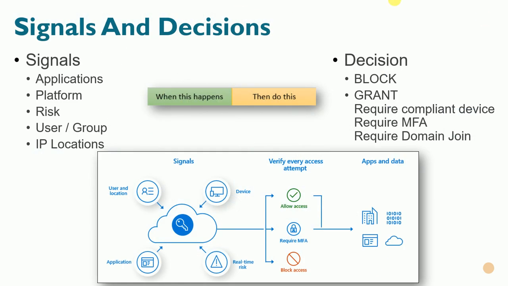So now here are the signals and the decisions related to conditional access. Signals are things like applications, platform, risk, user group, or the locations. Based on these signals, it will verify the access attempt. If access is allowed, then you can access the app and the data. If MFA is required, then again you have to pass it, or it can block this access. So if it matches all these conditions, then access will be allowed, or you can require MFA to access the data, or you can block the device, or you can block the access to the data.